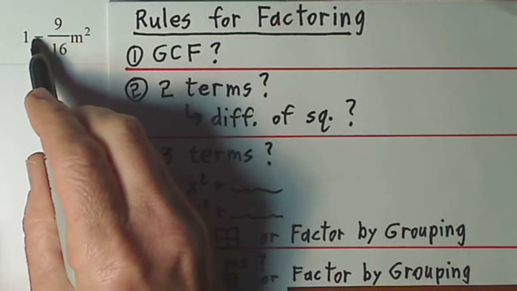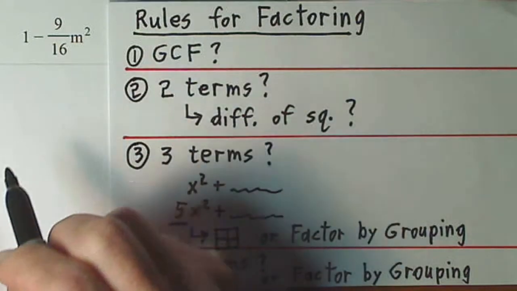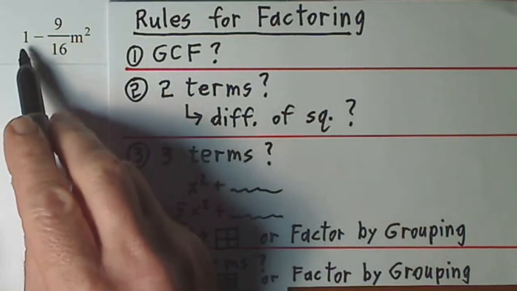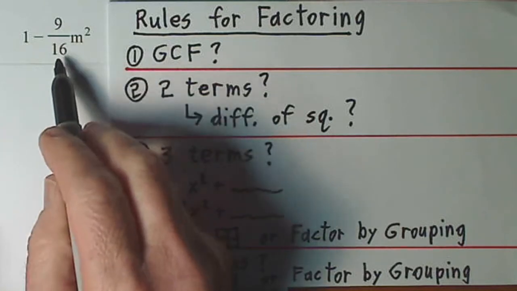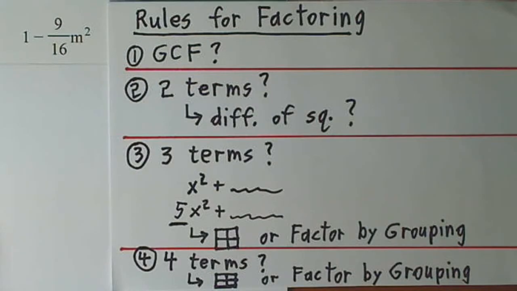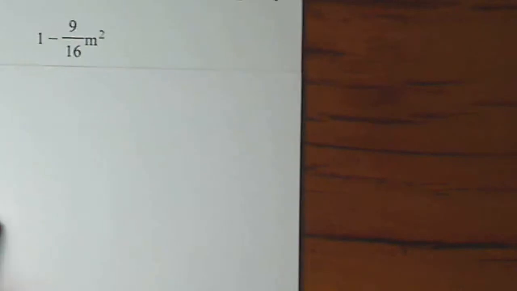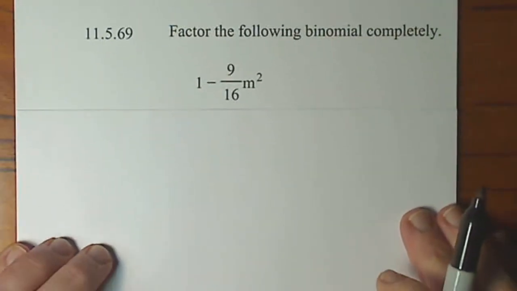You have a difference, because of that sign right there, of perfect squares. 1 is a perfect square. 9/16 m squared is a perfect square. Let me move this out of here and focus on our problem.